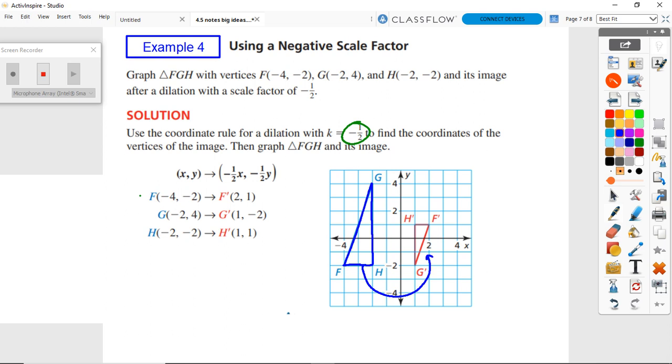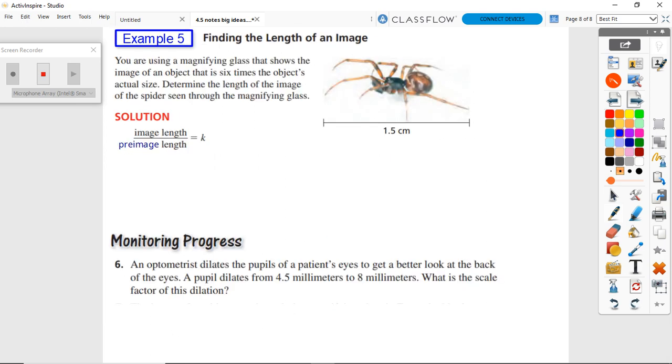So apply that to all your coordinates. For us, it's the same effect. You're just multiplying all the coordinates by it, graph it, but you'll notice a rotation because of that negative on the k. All right, final example here in the notes today. Finding the length of an image. So we can basically use this formula, image over pre-image equals your scale factor, to determine some lengths. If you know the scale factor, you can kind of work backwards and find any element of this equation.